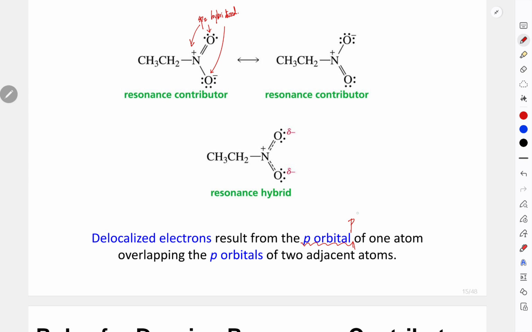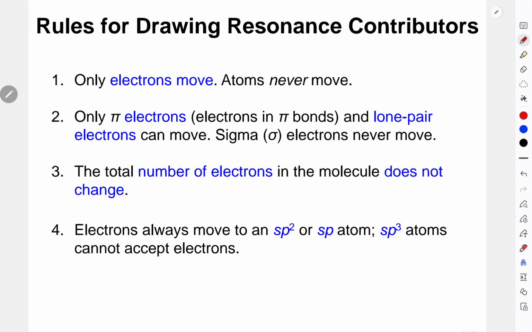And these are general rules for drawing resonance contributors. Following these rules, you have to practice across as many examples as possible. So there are 4 rules. Rule number 1 for drawing resonance contributors: only electrons move. You shouldn't touch the location of the atoms. Atoms never move. That's rule number 1.